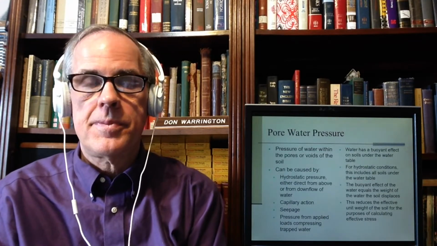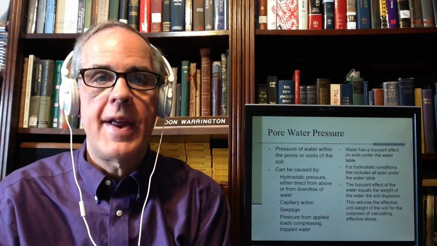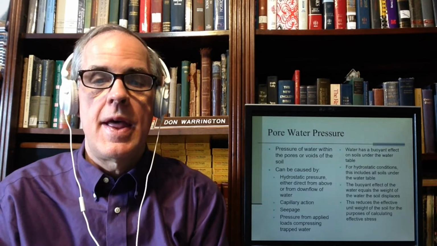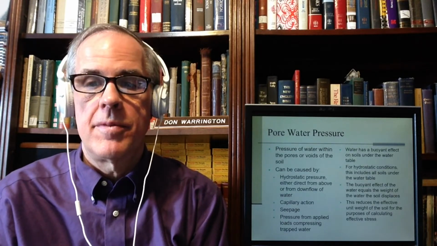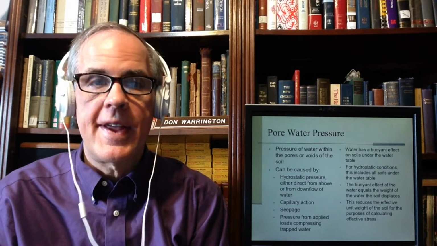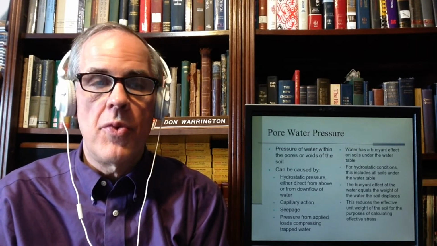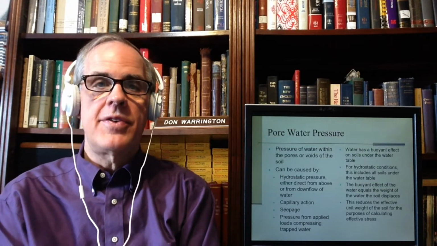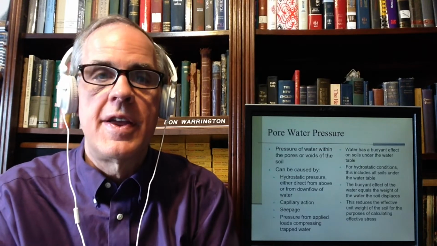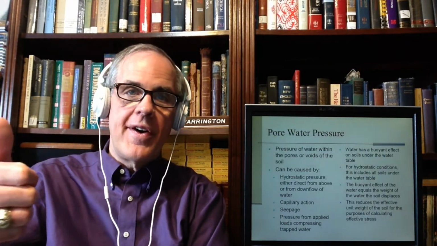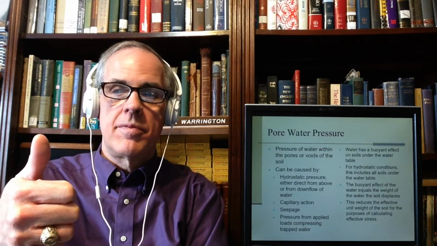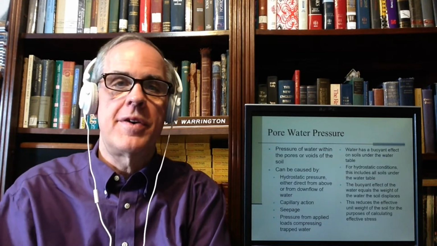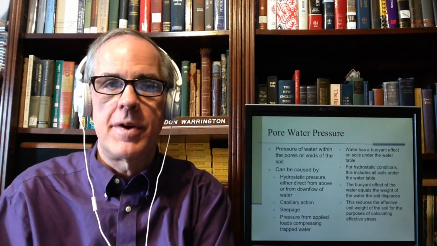So, either way, the water has a buoyant effect on the soils under the water table. And that includes all soils under the water table. The buoyant effect of the water, just like it was on the ship, is equal to the weight of the water the soil displaces. And what that does is reduce the upward force on the soil particles, that basically reduces what we call the intergranular pressure. Now, what in the world is intergranular pressure?